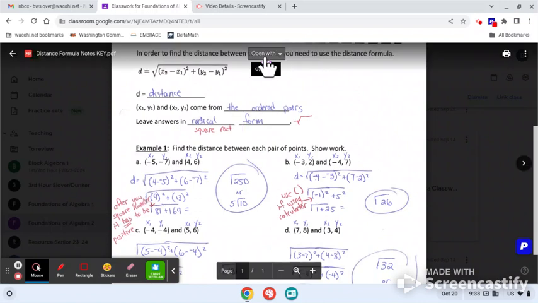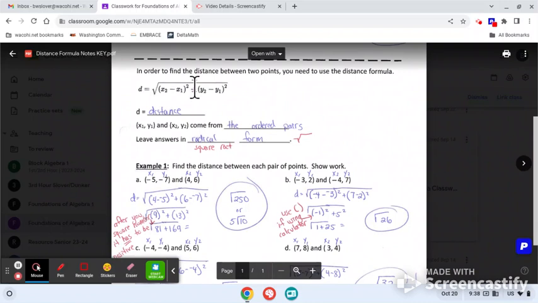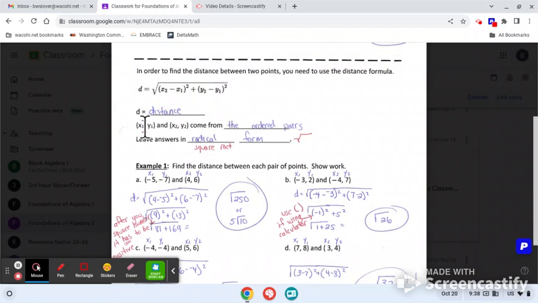So in order to find the distance between the 2 points, we are going to use the distance formula, which is what this is. The good news is you don't have to memorize this. This will be written on your test. But the D stands for distance. The x sub 1, y sub 1, and x sub 2, y sub 2 come from the ordered pairs, just like we saw in the warm-up. And for purposes of this class, we're just going to leave answers in radical form, aka with the square root, and here's what our symbol looks like.